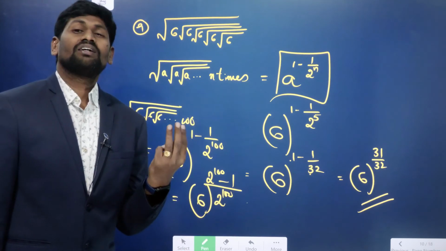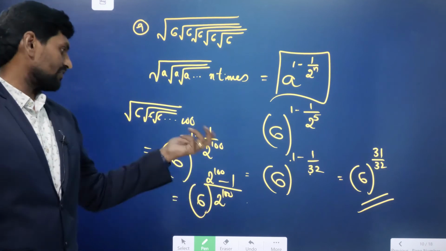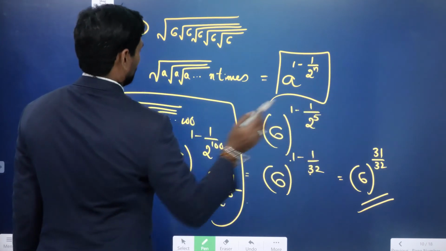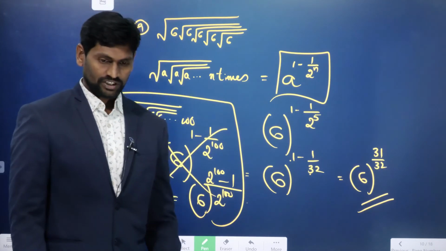If 3 times, then 2 power 3 is 8, so 6 power 7 by 8. Like that it will come. This is somewhat different, so this is the solution for us. Note it.